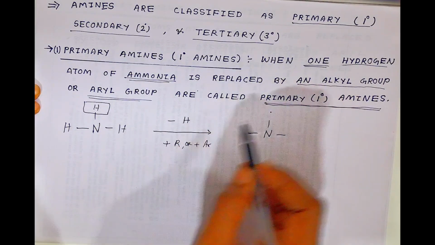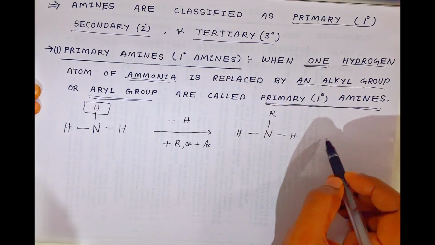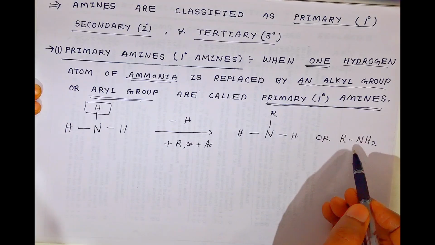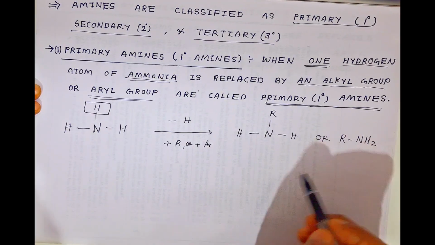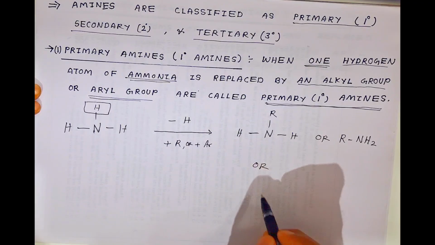Okay students, here you have to add, I'm adding an alkyl group. So this way you can also write RNH2. So primary amines will always have how many hydrogen? 2 hydrogen. Mind well, students. So this is very important, students. Or it may be an alkyl group, it may be aryl.